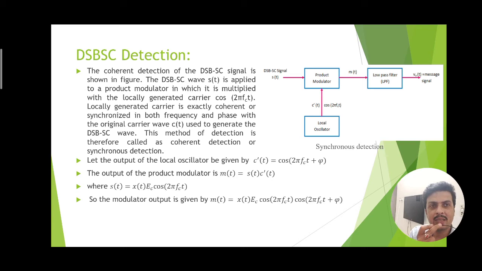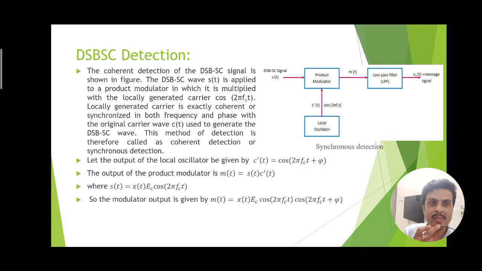The DSB-SC detection can be done by a synchronous coherent detector. The coherent detector is a detector in which the carrier signal has the same phase and frequency as that present in the incoming modulated signal. That means two carriers: in the modulated signal there is a carrier signal, and in the local oscillator there is a generation of the local carrier signal. If these two signals are matched in frequency and phase, then coherent detection is possible.